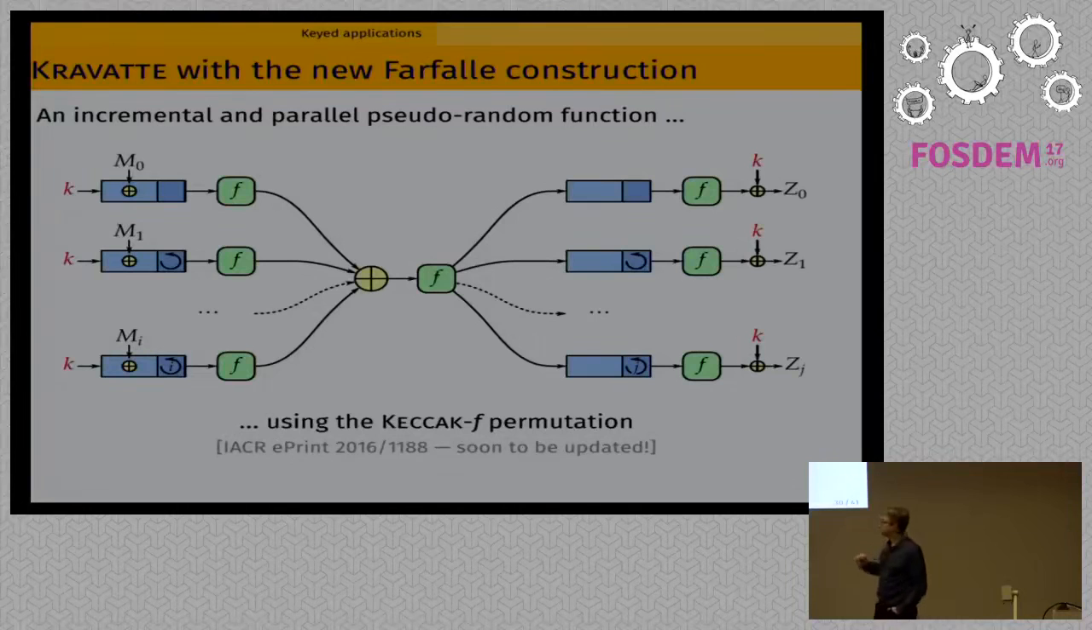So this is the Farfalle construction, and Kravatte is an instance using the Keccak-f permutation, but with the number of rounds really reduced to not much. So typically what we expect now is to have 6 rounds, 4 rounds, and 4 rounds. So it means 14 rounds in total. If you remember the figure with 24 rounds, that was really rock solid. So 14 rounds between input and output, that's already quite safe.